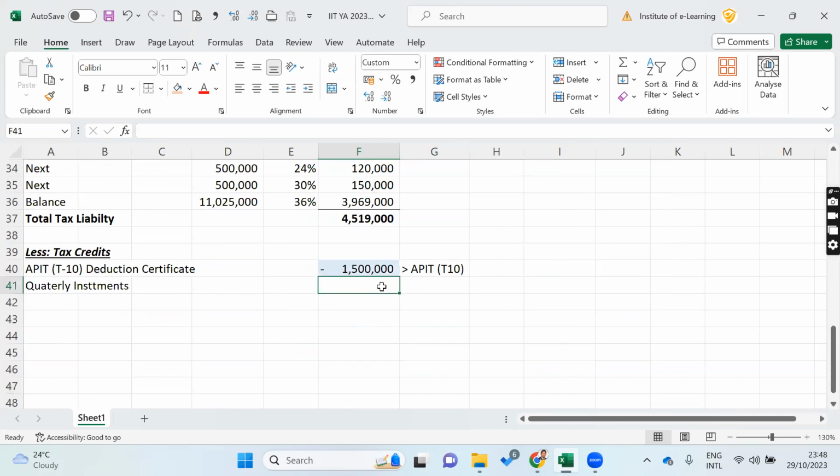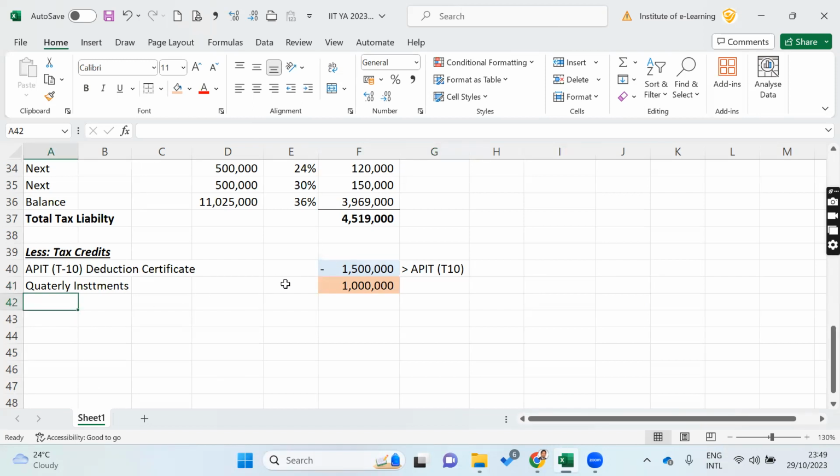Let's say this person has paid quarterly installment 250,000 per quarter. Full year, it has paid 1 million as quarterly. We can take this payment based on the payment slips, quarterly payment slip, or else based on the question you receive at the exam, right? They will provide in the question quarterly installment is how much, right?